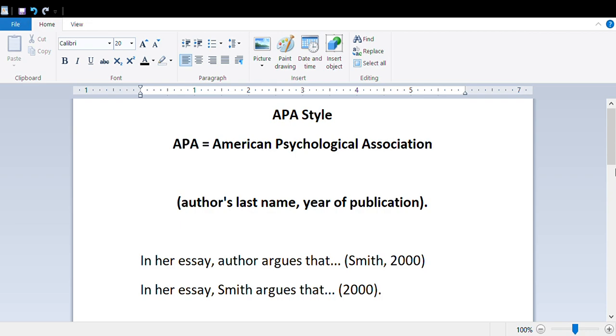Hello guys, today I will go over APA style, how to use it in the body of your paper. And APA stands for American Psychological Association. They're the group of people who put this style together. They update it every year.